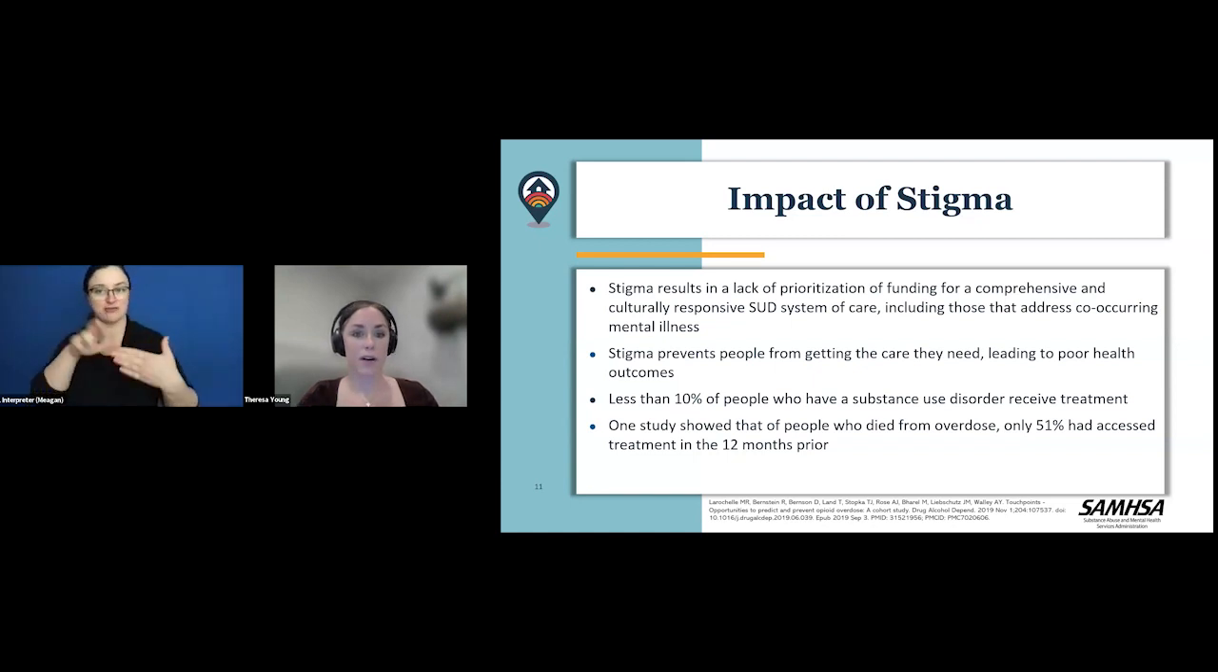And so like a lack of prioritization for funding for something that's culturally responsive, like a culturally responsive substance use system of care, or something that doesn't address all of the needs of a person, including co-occurring mental health needs. It actually deters people from seeking services if we're coming from a frame of stigmatized belief. People vote with their feet, people feel that, people understand that, and so they will be ashamed to come forward and talk about a challenge that they're having. And that goes back to, again, limiting that efficacy, as we discussed on the last slide.